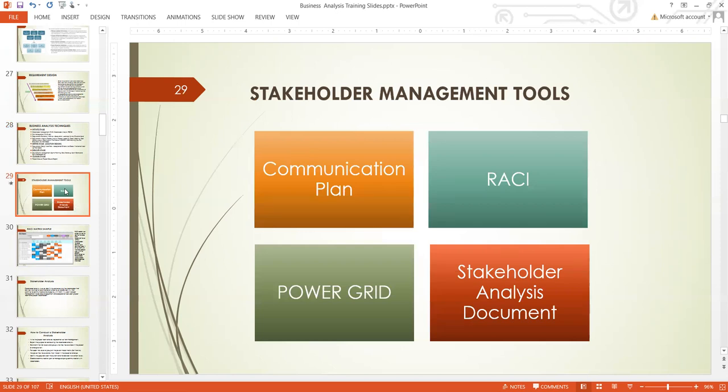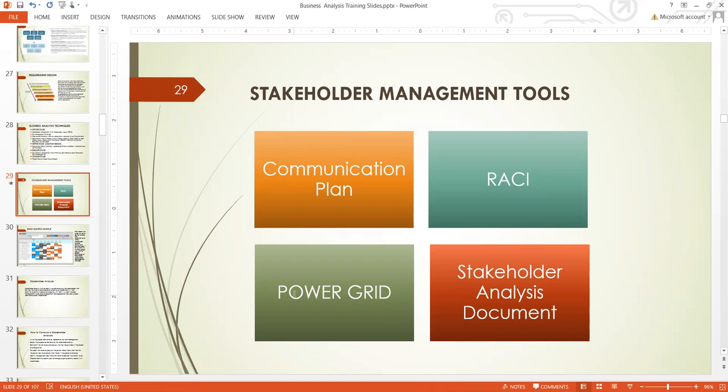We're going to start with stakeholder management tools. This, we've done it before. We've done this during the project management module. We are repeating it here because it's a requirement here. So we cannot skip it just because we've done it; it's a requirement for this module. So we still have to do it. So we have the communication plan, we have a RACI, and we have a stakeholder analysis document.